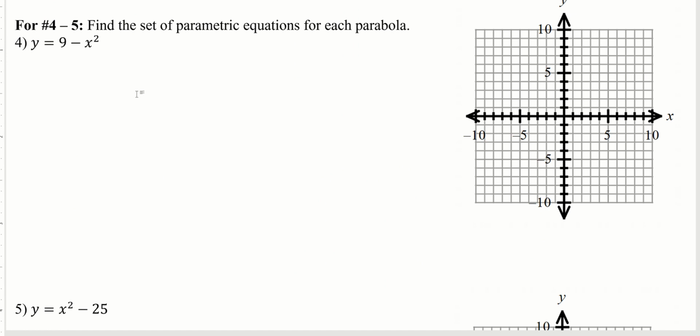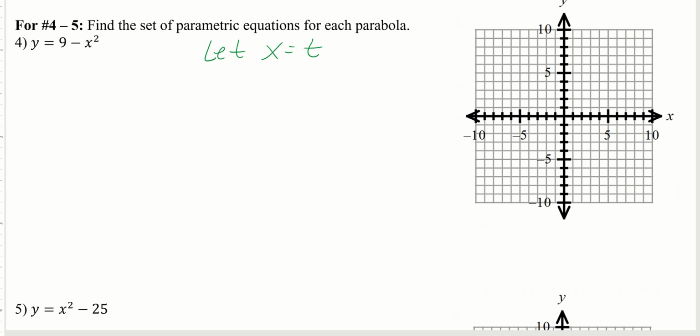Okay, so this one's kind of a funny one. What it's saying is we kind of want to go backwards from what we were doing maybe on number 2, where we had 2 equations with t involved. Well, how can I kind of work backwards to introduce t into number 4 and 5? Okay, so the best way and the easiest way you could do this is you're just going to say, let x equal t.